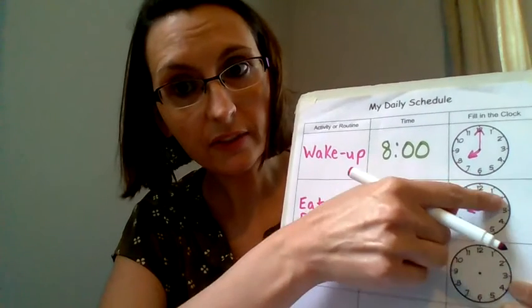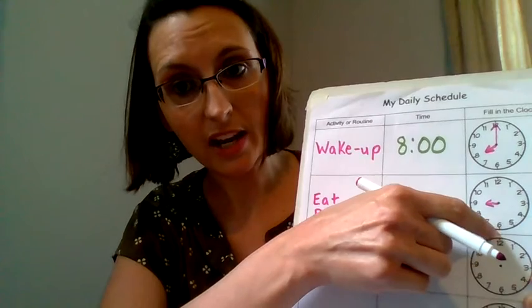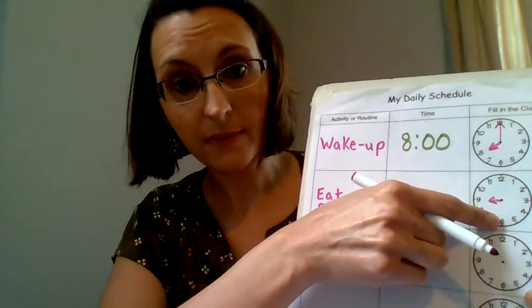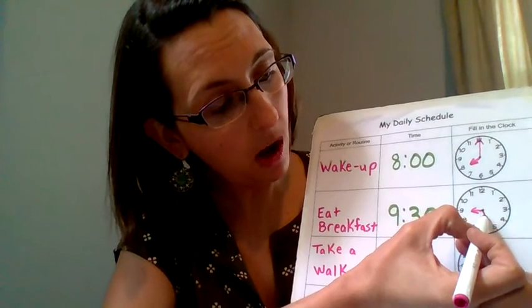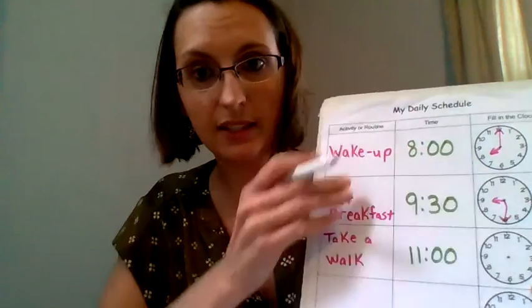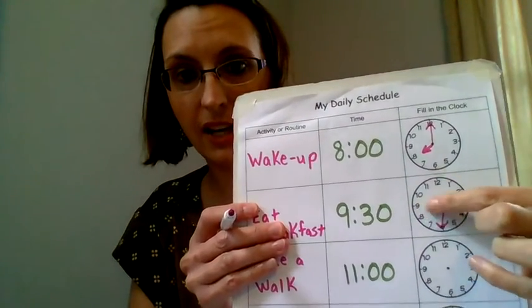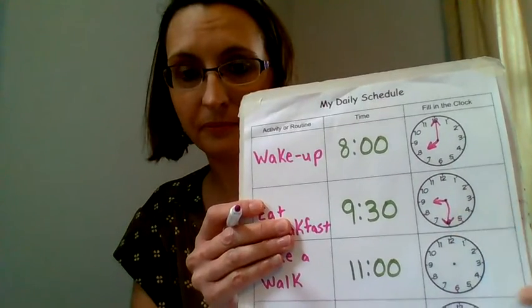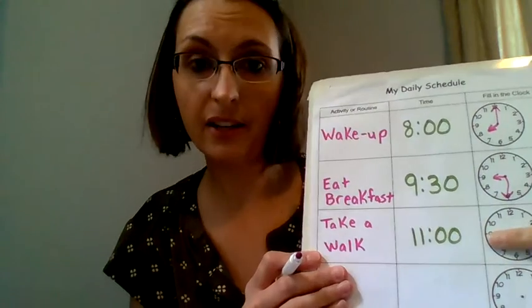5, 10, 15, 20, 25, 30. And remember, when we have 30, that's a half hour, it points down to the 6. So I'm going to draw my long minute hand pointing to the 6. So there you can see I have 9:30. Okay, and then my last one, I took a walk at 11 o'clock.